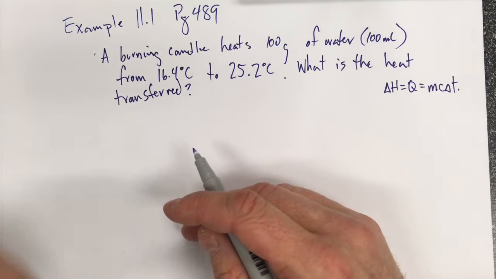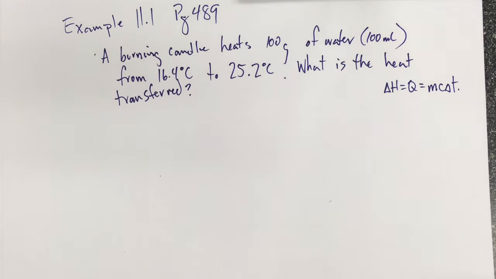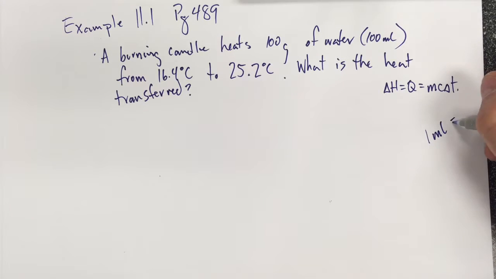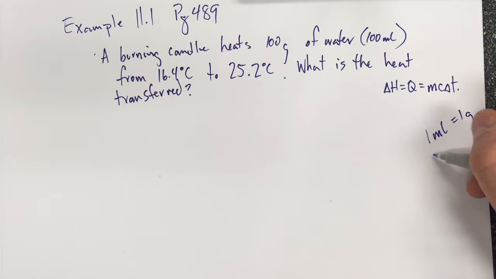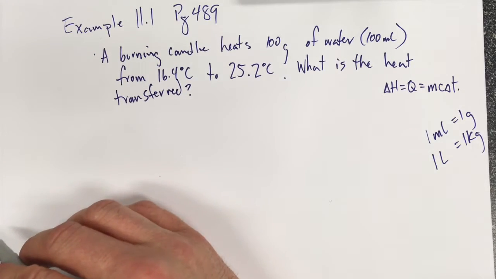So in this question, it says a burning candle heats 100 grams of water, which is 100 milliliters, from 16.4 degrees Celsius to 25.2 degrees Celsius. Key to this is knowing that 1 milliliter of water equals 1 gram and that 1 liter of water equals 1 kilogram. That'll help us with these sorts of questions in the future.